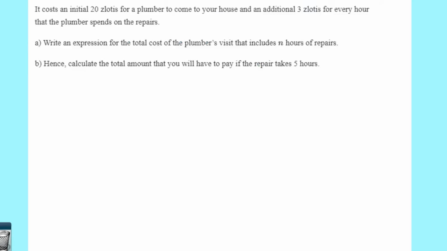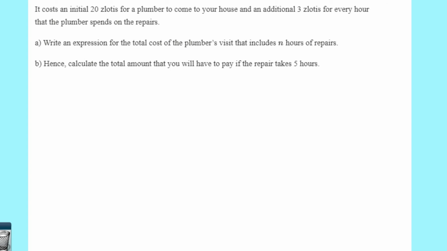Okay, so it costs an initial 20 zlotys. I don't know how to pronounce that. I think it's Polish money. I think that's what it was when I looked it up. For a plumber to come to your house, and an additional 3 zlotys for every hour that the plumber spends on the repairs. So write an expression for the total cost of the plumber's visit that includes n hours of repairs.